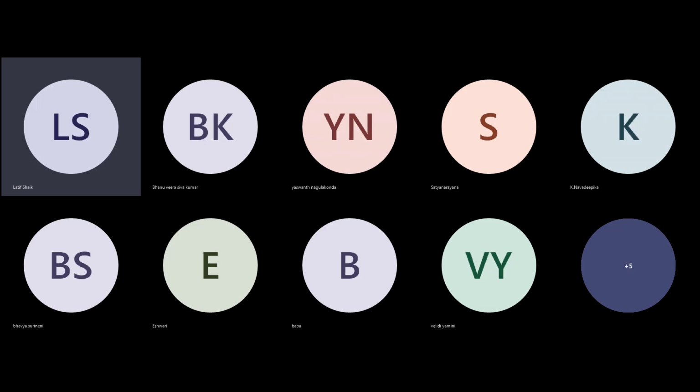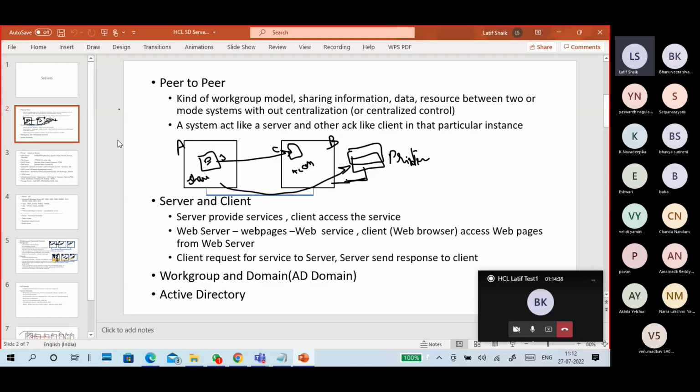Server, client, workgroup, domain, what is Active Directory. These are the things we discussed yesterday. Peer-to-peer means it's a workgroup model. Two systems are connected in the network, both communicating with each other or sharing some information, not controlled by any centralized administration.